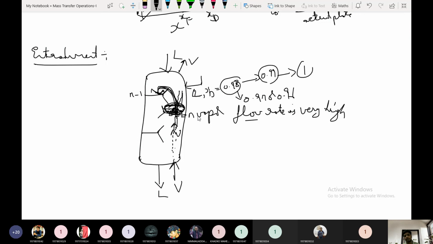So entrainment is nothing but the vapor, due to very high flow rates, carrying the liquid which is present in one plate to the next top plate. That condition is called an entrainment condition. Because of this entrainment, the purity of the vapor will be adversely affected. So in order to avoid this adverse effect on the purity of the distillate, we need to stop this entrainment. So plate efficiency will be dependent on the entrainment. Then the next one is weeping or dumping, which we have seen.